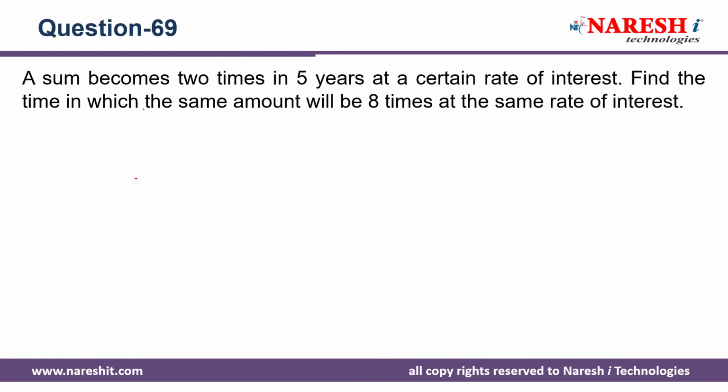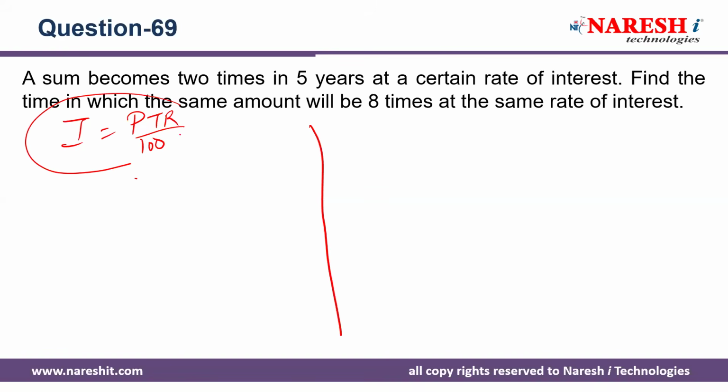A sum becomes two times in 5 years at a certain rate of interest. Find the time in which the same amount will become eight times. Theoretically, what is the formula of simple interest? I equals PTR by 100. This is the basic formula of simple interest. Let's imagine principal is 100 rupees, time 5 years. They're telling us the sum becomes two times, meaning the amount becomes two times of 100, that is 200, at a certain rate of interest.